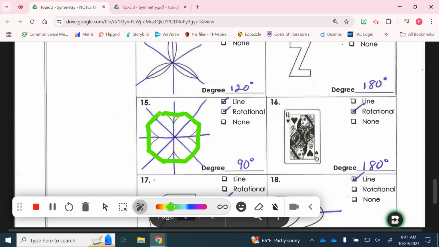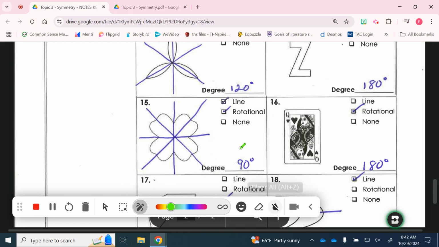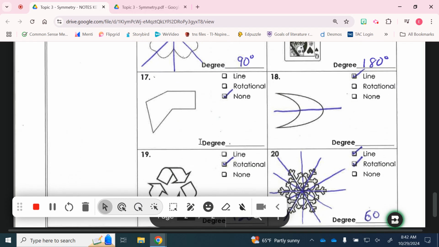If it was an octagon, I got 45 degrees. So that one has a little bit more leniency only because you could have seen it either way. However, the lines of symmetry did not change. Uh, 17, this is none. There's really nothing here you could do with that one.